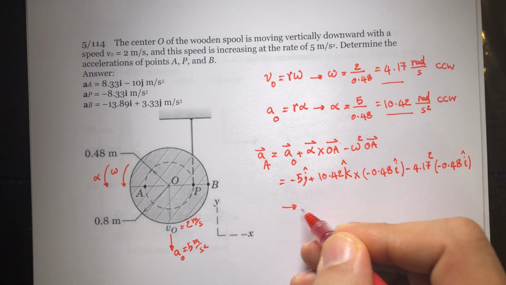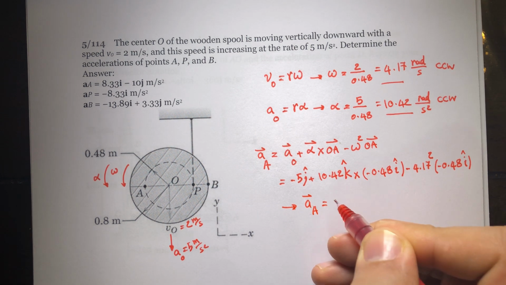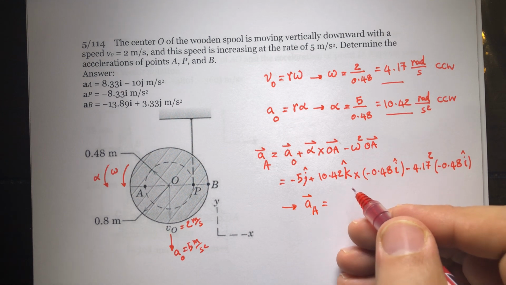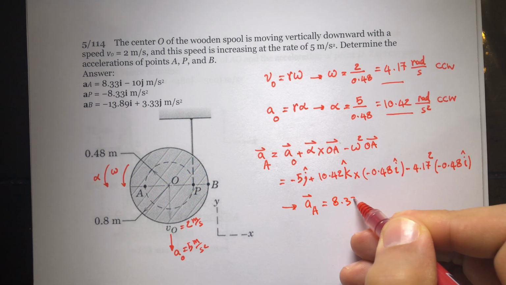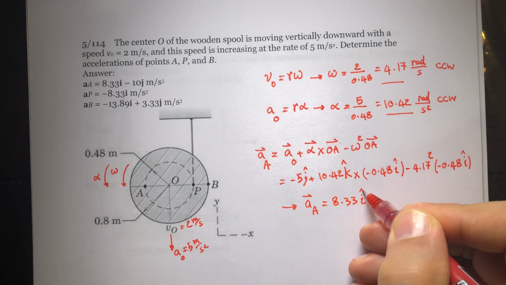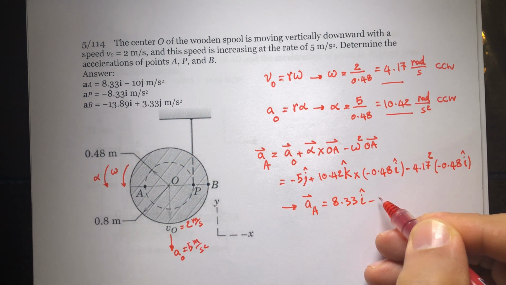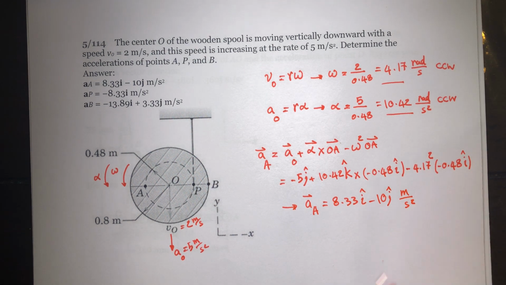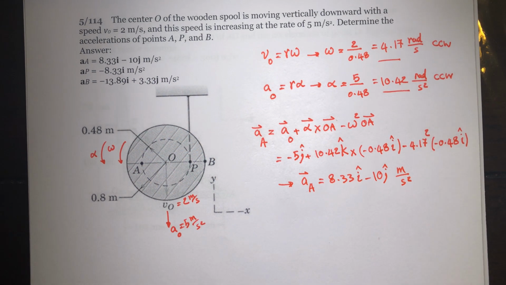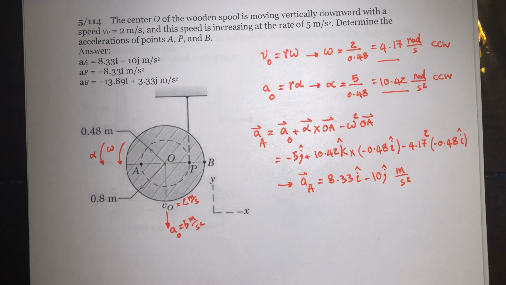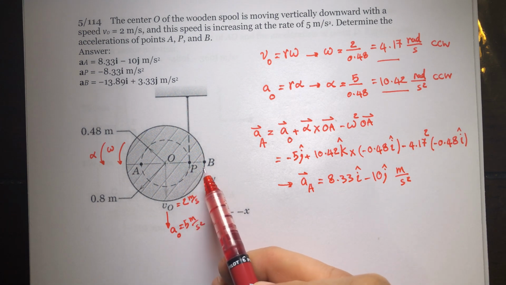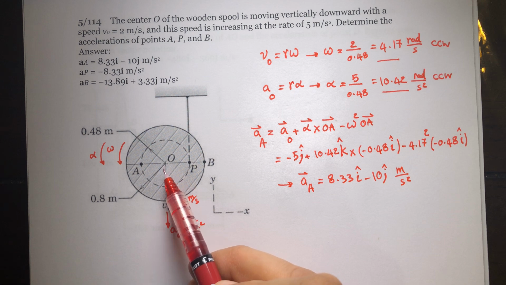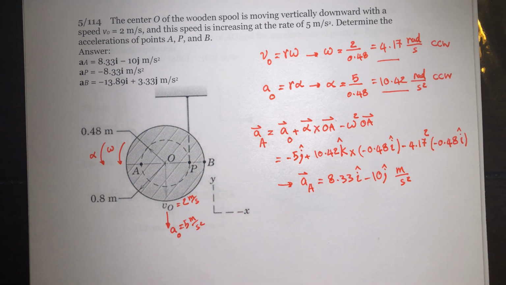So do that math. Acceleration of A should be equal to 8.33 i hat minus 10 j hat meter per second square. Okay. We can do exactly the same thing for point B and also for point P. Just write down the relative acceleration equation between any of these points and point O, and the right side of that equation is going to be known. Everything is known, right? That's all.